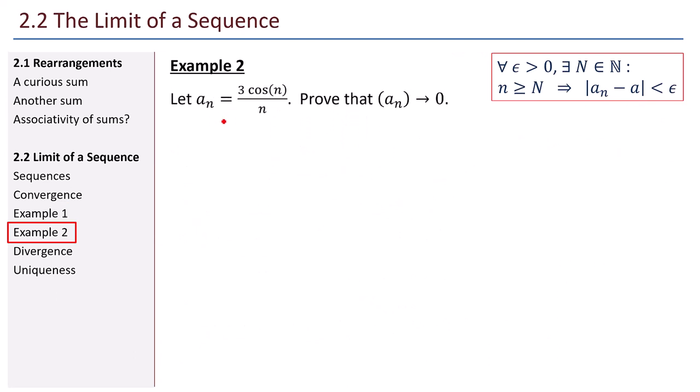Let's look at a sub n equals 3 cosine n divided by n, and we'll prove that the sequence with these terms converges to 0. So step 1, let's take the absolute value a sub n minus 0. If n is a natural number, then the absolute value of a sub n minus 0 is the absolute value of just a sub n.